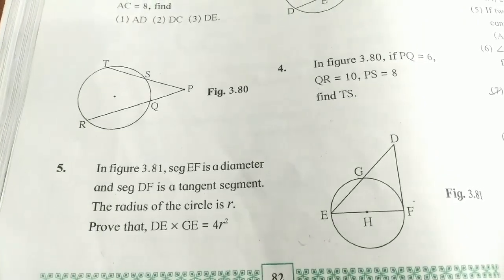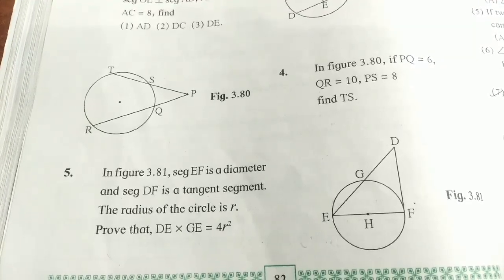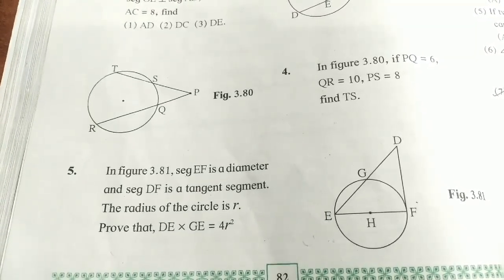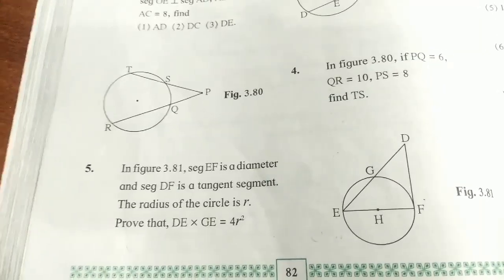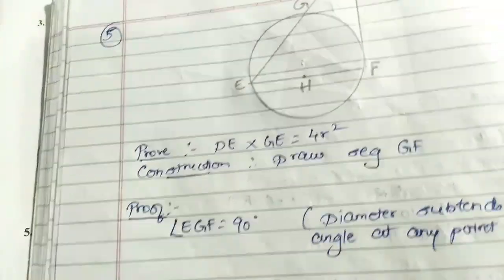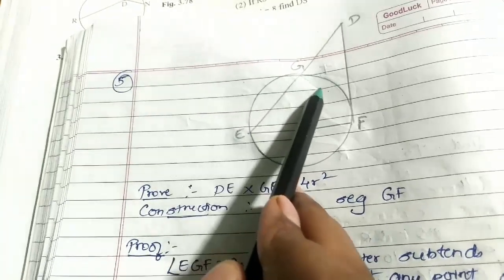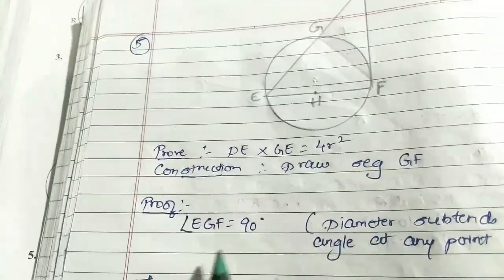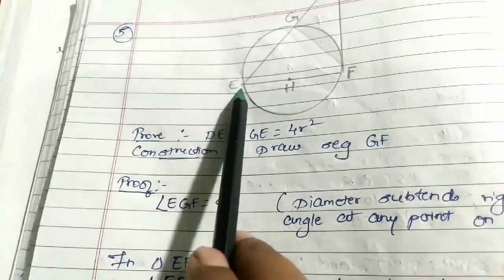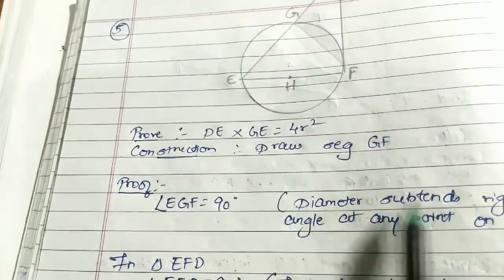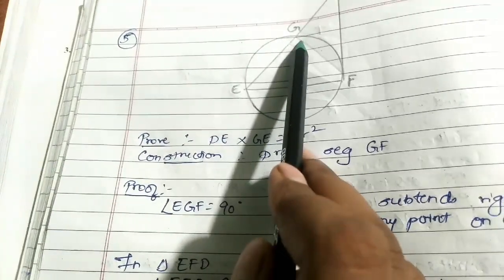Fifth one. Segment EF is a diameter and DF is a tangent segment. Radius of the circle is R. Prove that DE into GE equals 4R square. Now there is a construction here. You have to join GF. Angle EGF equals 90 degrees. Why? Because a diameter subtends a right angle at any point on the circle. This is the diameter, so it is 90 degrees.